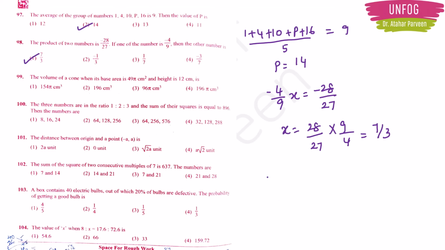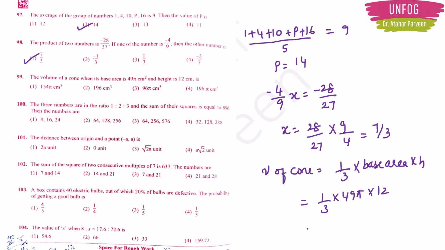Next, question number 99. The volume of a cone when its base area is 49 pi centimeter square and height is 12 centimeter is? So what is the volume of the cone? It is 1 by 3 into base area into height, right? So this is going to be equal to 1 by 3 into 49 pi into 12. If you do the calculations, you are going to get 196 pi centimeter cube. Option 4 will be the correct answer here.